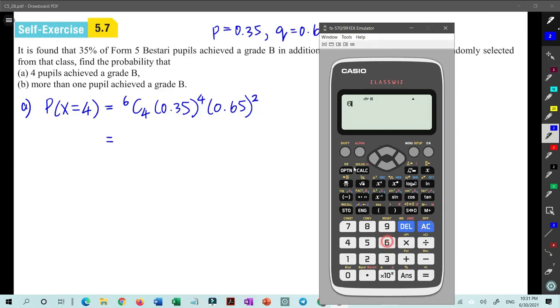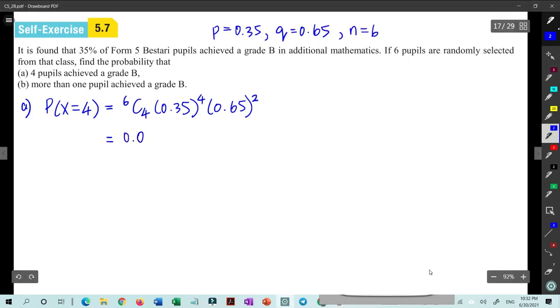So I'm going to key this as 6Cx. The reason why I key x here is so that I can use it for the next question as well. So multiply with 0.35 to the power of x, multiply with 0.65 to the power of 6 minus x. Okay, then we press calc. The value of x is equal to 4. The final answer is 0.0951.